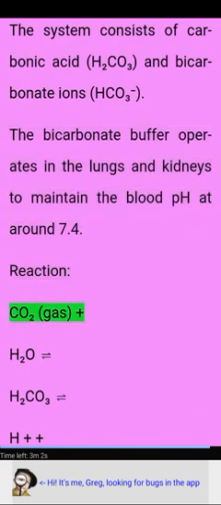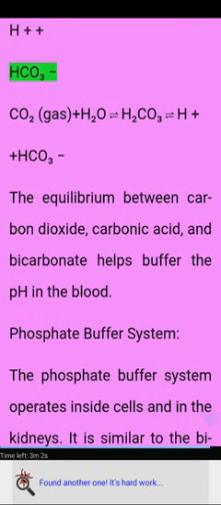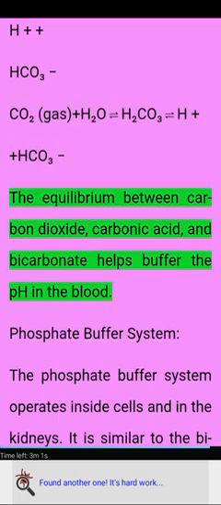Reaction: CO2 gas plus H2O is in equilibrium with H2CO3, which is in equilibrium with H+ plus HCO3-. That is, CO2 gas plus H2O is in equilibrium with H2CO3, which gives H+ plus HCO3-. The equilibrium between carbon dioxide, carbonic acid, and bicarbonate helps buffer the pH in the blood.